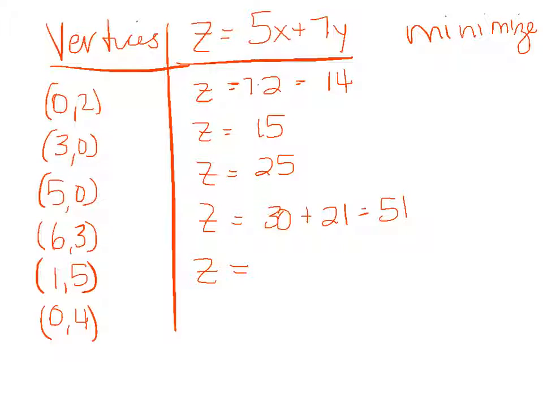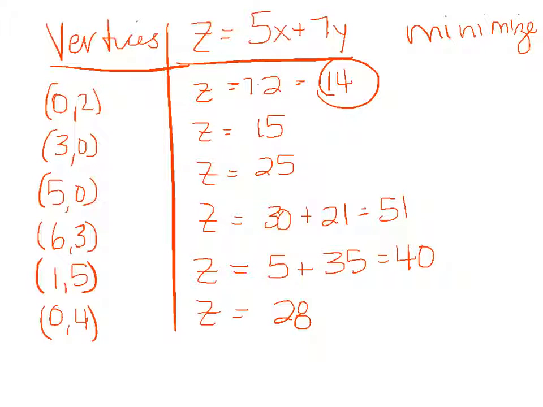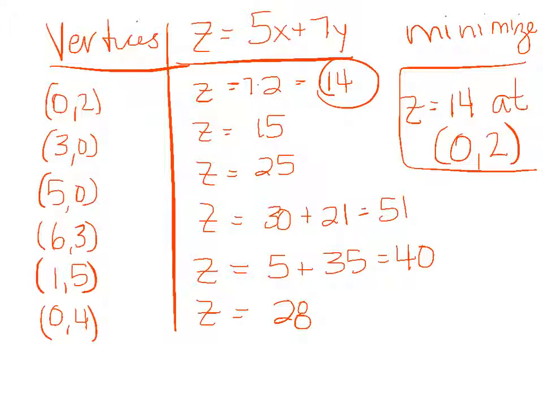Z is equal to 5 times 1 is 5, plus 7 times 5 is 35. That's not going to be a minimum. And the last one has a chance. 0 times 5 is 0, plus 7 times 4 is 28. Nope. So you go back and look at which one of these has the smallest number for the minimum. I have a minimum z equal to 14 at the point 0, 2. So I know what the x and y values need to be to minimize that objective function. Woo!